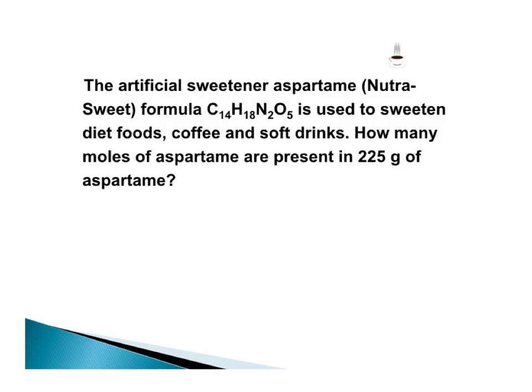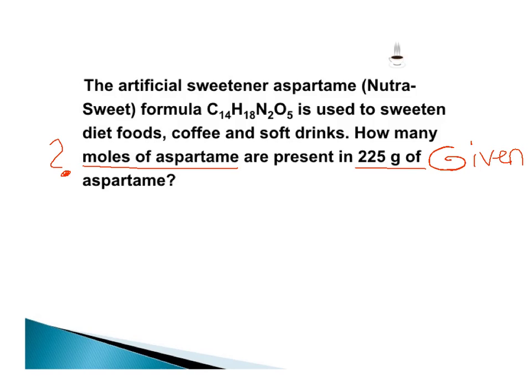Okay, our next example tells us that NutraSweet basically has a chemical formula of C14H18N2O5. It's used to sweeten foods, soft drinks, etc. The question asks how many moles of aspartame, or NutraSweet, are present in 225 grams of aspartame. So the question is asking how many moles, so that's what we want, and this 225 grams is what we're given. So what we will start with when we get ready to solve this is our 225 grams.